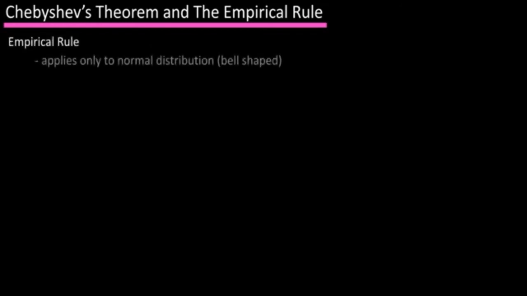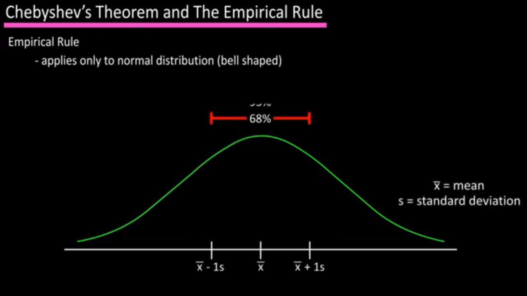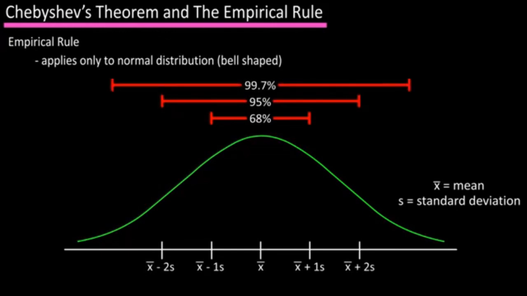Now for the empirical rule, which applies only to a distribution that is bell-shaped or normal, like the example on the screen. It states that approximately 68% of the data values will lie within 1 standard deviation of the mean. Approximately 95% of the data values will lie within 2 standard deviations of the mean, and approximately 99.7% of the data values will lie within 3 standard deviations of the mean.